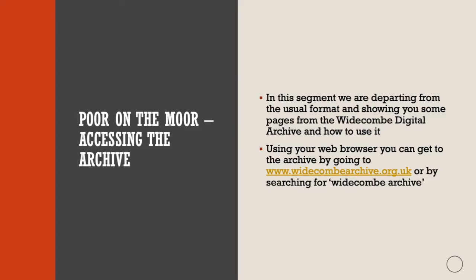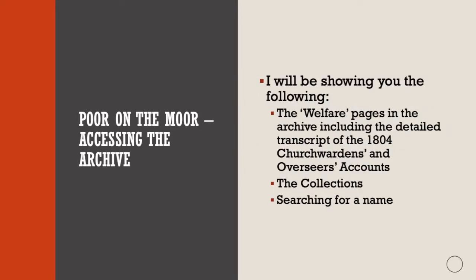Using your web browser, you can get to the archive by going to www.widecombearchive.org.uk or by searching for Widecombe Archive. I'll be showing you the following. Firstly, the welfare pages in the archive, including the detailed transcript of the 1804 churchwardens and overseers accounts, the collections that we have in the digital archive, and also how to search within the archive. I used the example of searching for a name.